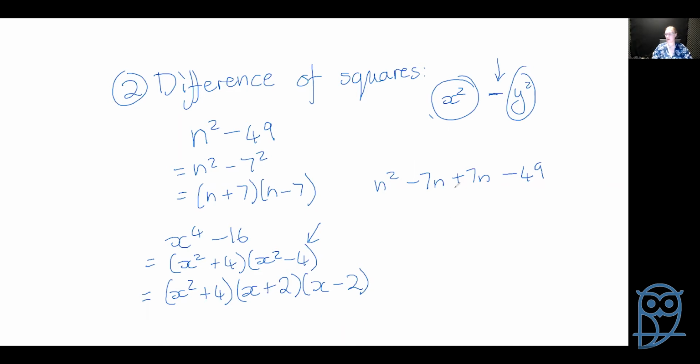Okay. When you get to your answers, you can always check them by using FOIL. So if you are in any way unsure of your answer, or you think you may have made a mistake somewhere, or you are stressed, do FOIL, make sure your answer is correct. Okay. So I'm going to do 2 more examples of this one.